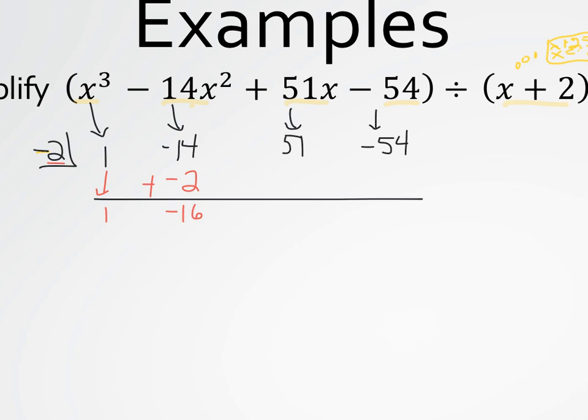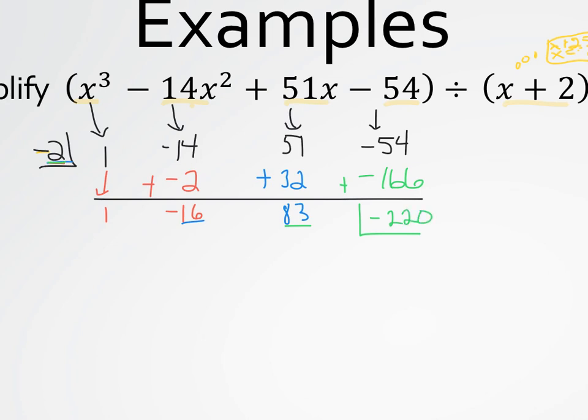That is negative 16. Next, we'll take the negative 16 times the negative 2, which in this case is 32. And then we're going to add together. This ends up being 83. Next, we'll take the 83 times negative 2. 83 times negative 2 is negative 166. And then we'll add these together. And this is my remainder, negative 220.